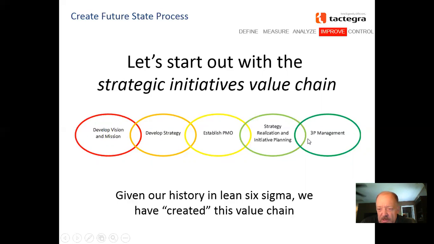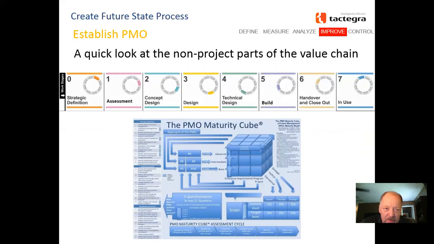And what that means is, the projects are down here, but if you think of all the things that you need to do as an organization to make sure that you succeed in your projects, it starts with developing your vision and mission, developing a strategy, establishing a PMO, having a process to realize your strategy and do initiative planning, and then actually get into the project management. So we have some other services that we provide, for example, around establishing the PMO. We use the 7-step process to design and roll out a PMO, and we use this PMO maturity cube to help organizations measure the maturity of their PMO and see where they need to go from a gap perspective.